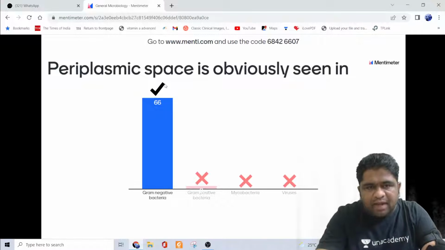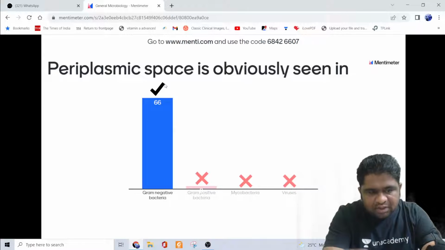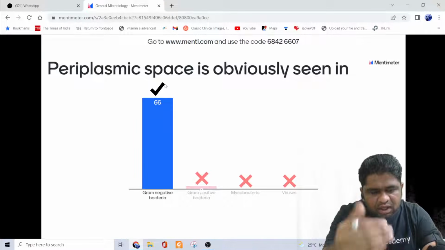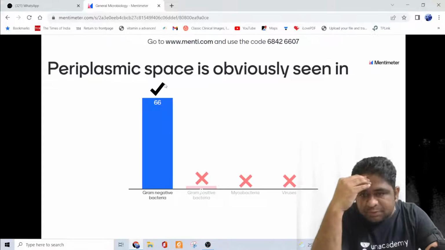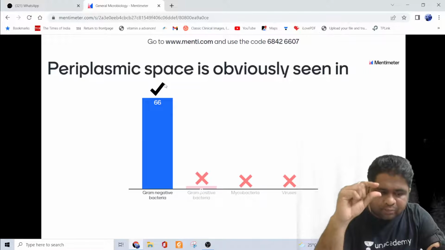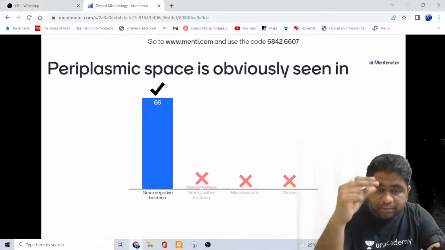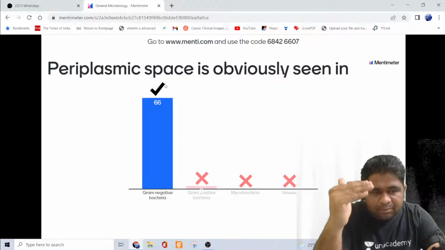So gram-negative bacteria is the organism where the periplasmic space is obviously seen. And tell me, it is rich in what? Come on people, it is rich in what? Vignesh Vicky, periplasmic space is not found in viruses, definitely not in mycobacteria. In gram-positive bacteria, some amount of periplasmic space will be present, but it is obvious in case of gram-negative bacteria.